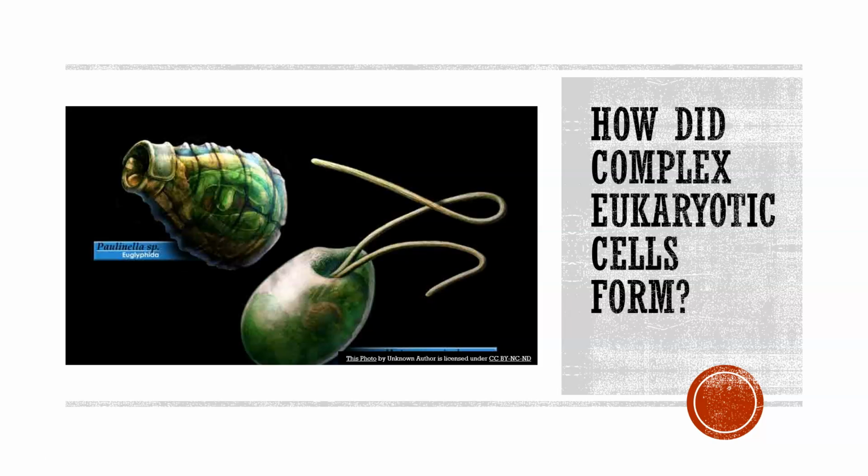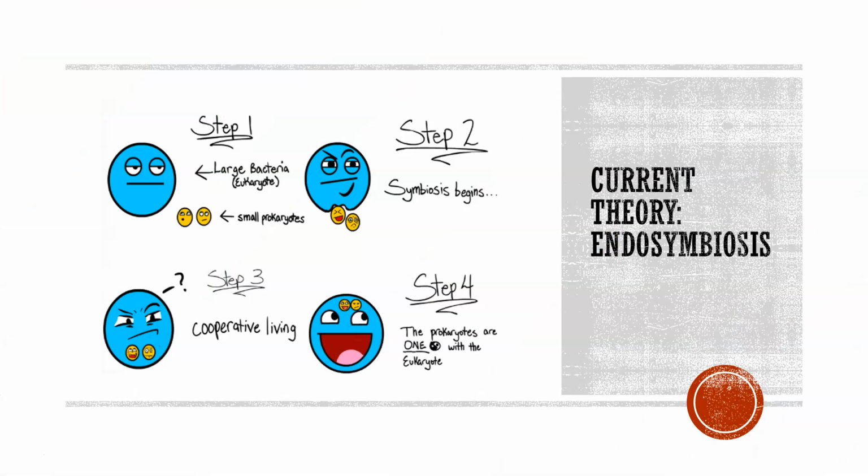So how did complex eukaryotic cells form then? We've looked at the basic formation, or the proposed basic formation of cells, but there we're looking at very basic cells. How did our complex eukaryotic cells form? So the current theory is endosymbiosis, or the endosymbiotic theory. Let's look at that a little bit further.